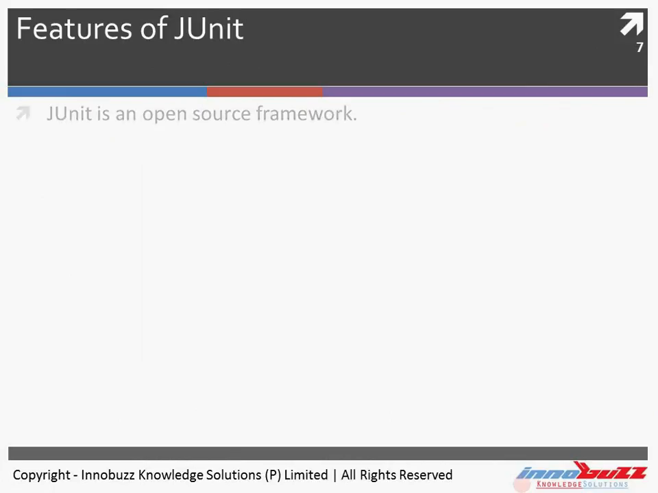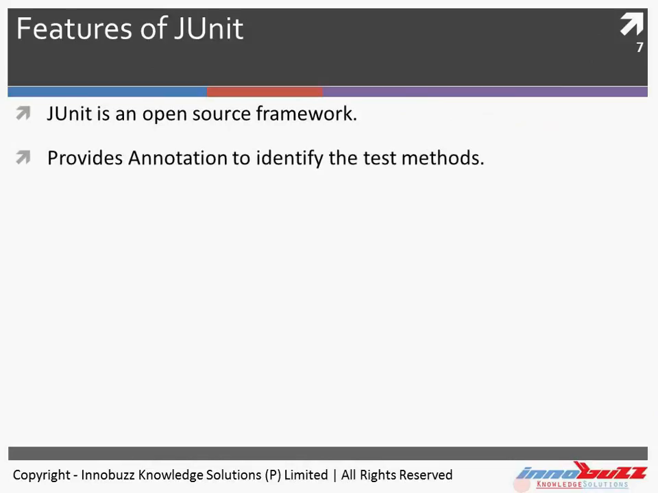Features of JUnit. Some features are: JUnit is an open source framework. It means that it is easily accessible from the internet and you can download it and start working on it. It provides annotations to identify the test methods. Annotations are very useful in test methods because JUnit provides basic annotations. We will see all these in the coming slides.